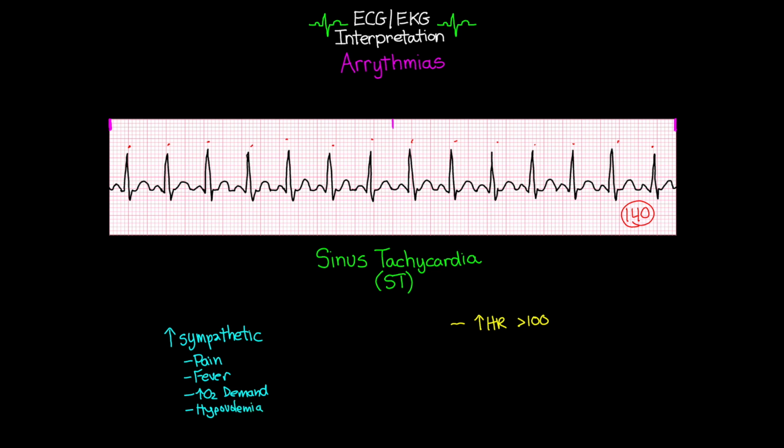Now, once again, we're calling this a sinus beat. Therefore, we're going to have that narrow QRS and, of course, an upright P wave. So again, if we look at our example, we do have that narrow QRS, and lo and behold, our P wave is upright. And we already talked about our heart rate of 140 is over 100. Therefore, we can say this is a sinus tachycardia.